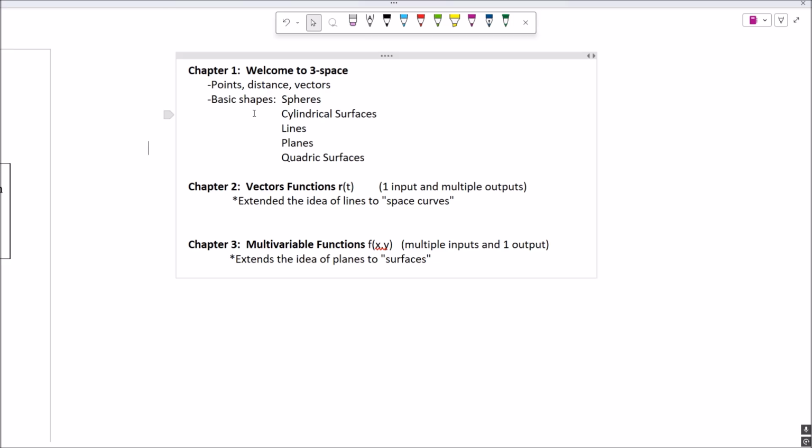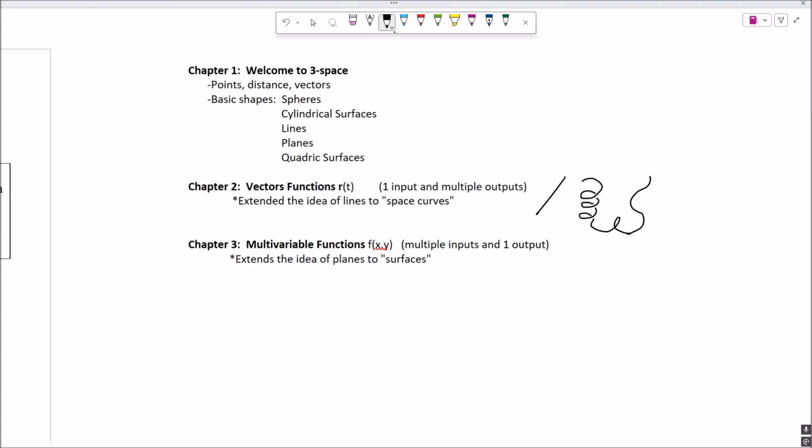Again, the goal was to familiarize ourselves with this world and start to build some basic intuitions of how things function. In Chapter 2, we started taking a look at a specific kind of function, a vector function, these r of t's, specifically functions that had a single input variable, like t, but produced multiple outputs that we organized into a vector. The goal here again was to extend the idea of lines that we talked about back in Chapter 1 to the idea of a space curve. Not all curves that exist in space are straight lines, but some of them might actually be crazy, wacky curves that can go all over the place.